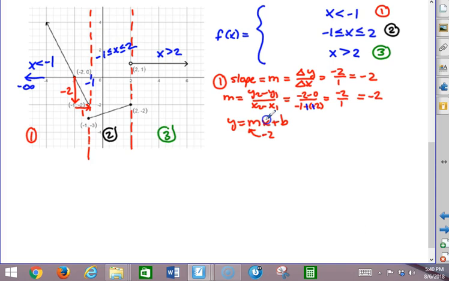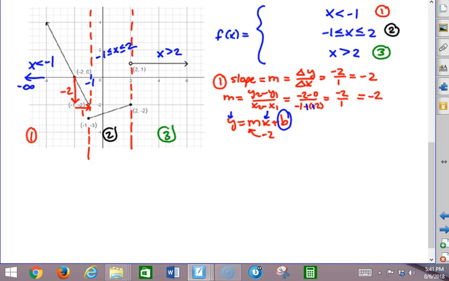So if x is 1, it's 1 times negative 2. If x is 2, it's 2 times negative 2. Now I need to figure out what this value is in order to get my equation. So I need to know this number here. So what I'm going to do is pick an x and a y to put in along with my slope to figure out what b is. So all I need to know is one of the points.